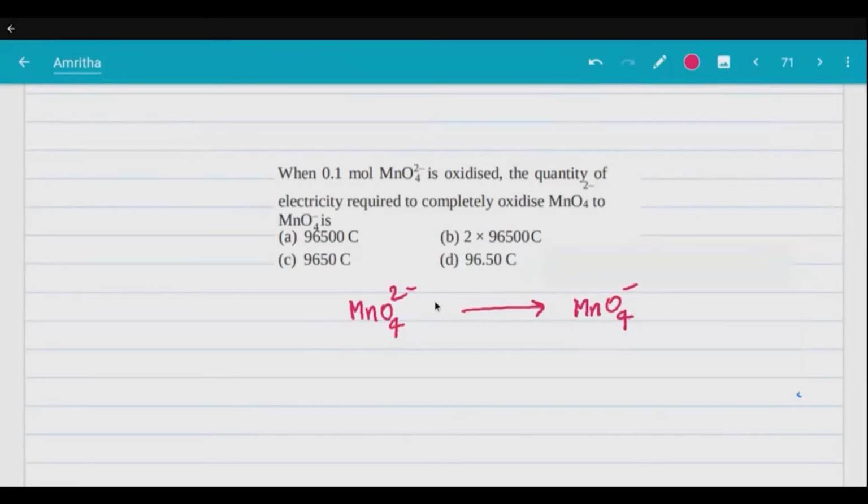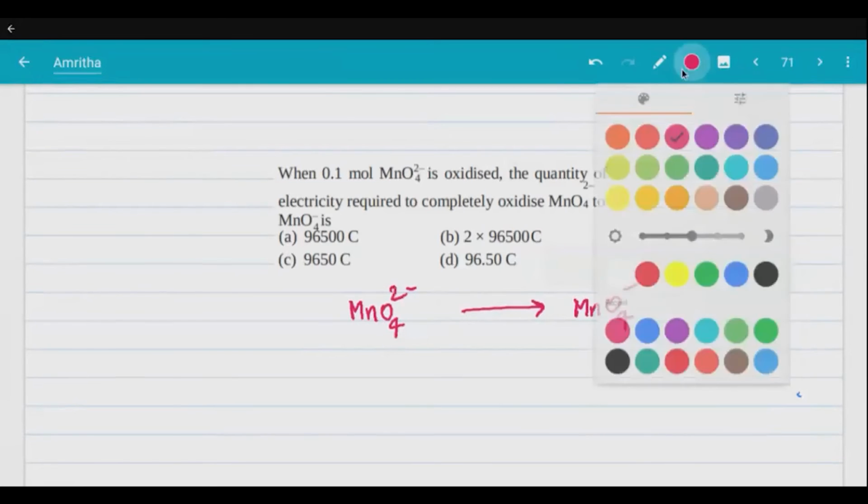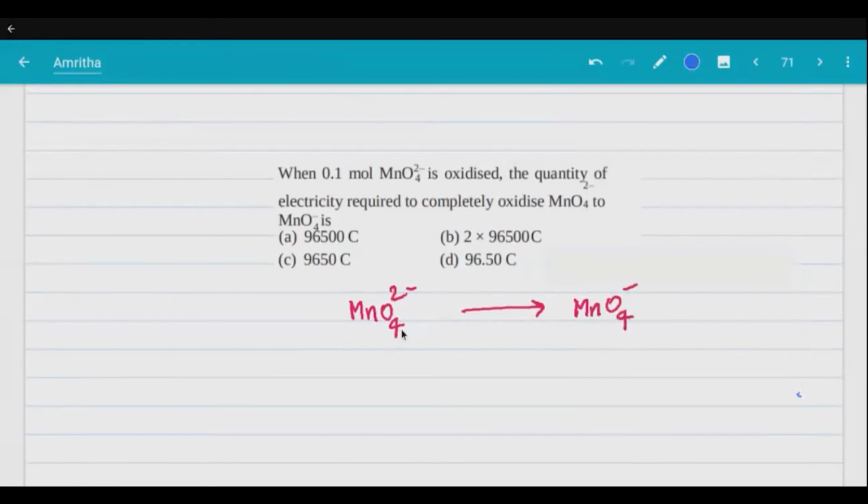First let us find for mole. Per mole, how many electrons? How do we do this? Let us find out the oxidation number. Left side, Mn oxidation number is how much? What is the oxidation number of Mn on the left side? +6, right? Exactly, right? +6. Right side how much? Sir, how did you calculate this?